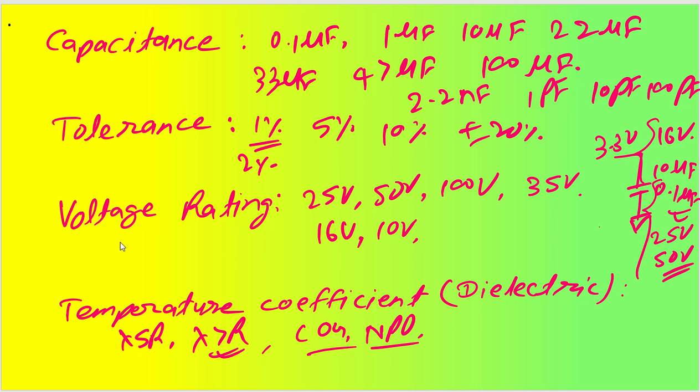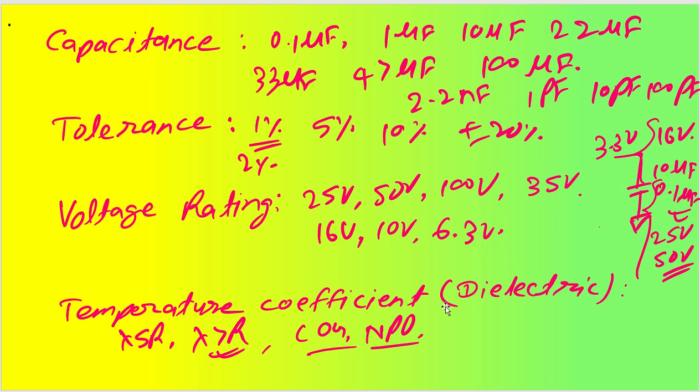So you have to make a decision on the voltage rating of the capacitor. It can be as low as 6.3 volt also, then 10 volt, 16 volt, 35 volt, 50 volt, 25 volt, 100 volt. These are all available in ceramic chip capacitors.